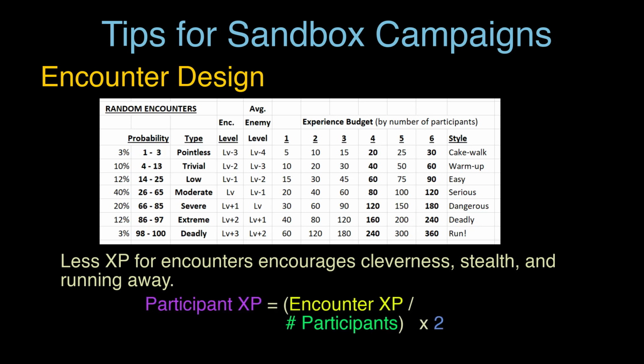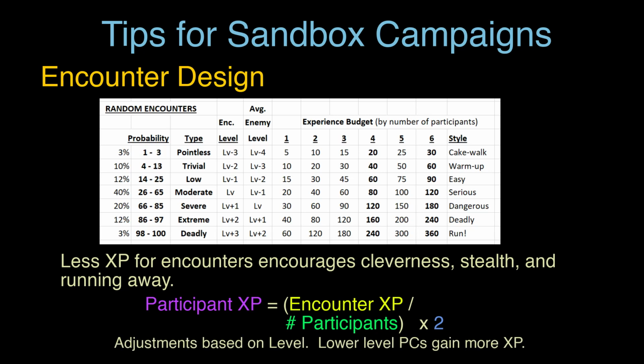I take the XP for an encounter and divide it by the number of characters, then multiply by 2. There are also adjustments for PC level if there are different levels of PCs in the group, such that lower level PCs get more XP than high level PCs.